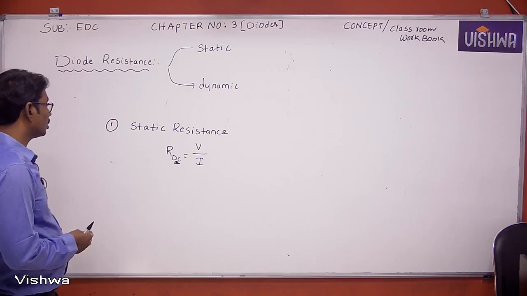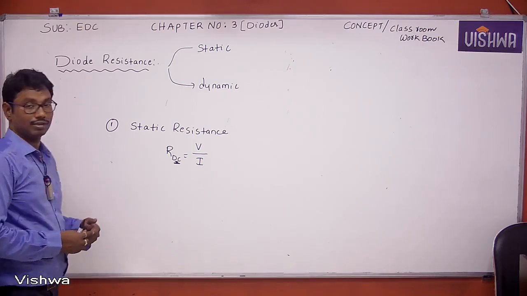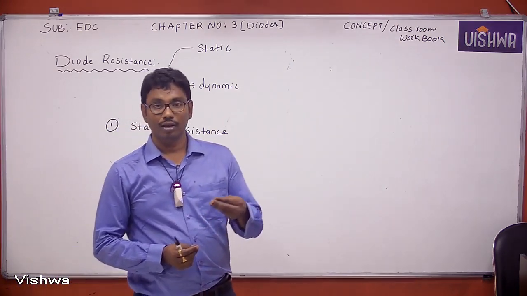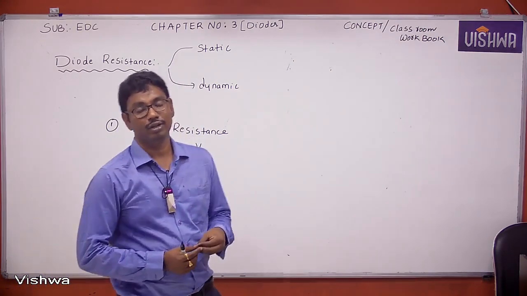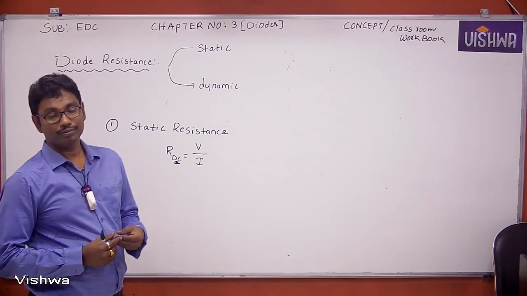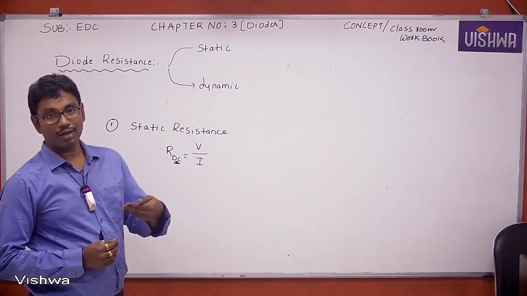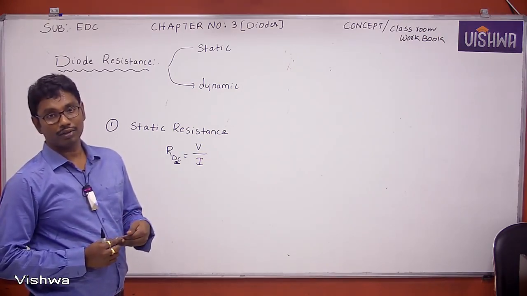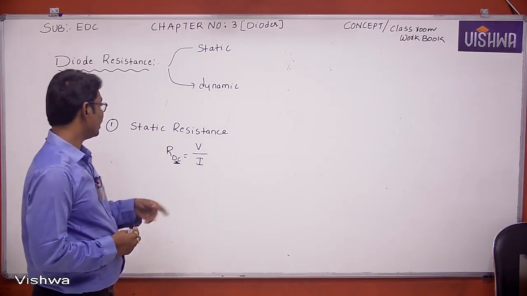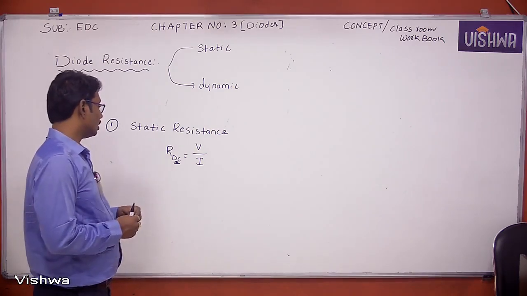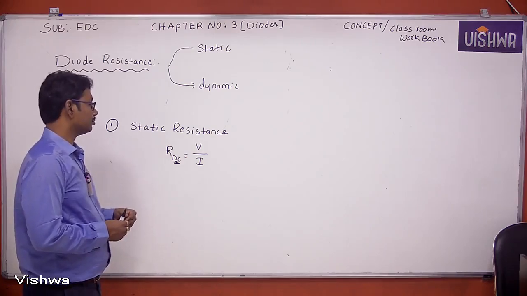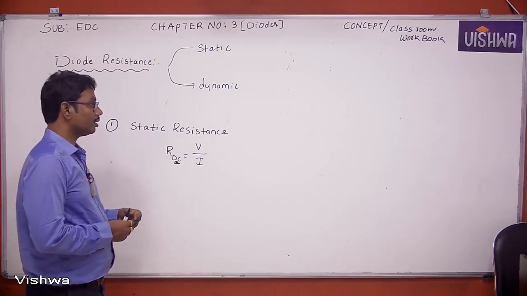Next heading, static resistance. It is the ratio of voltage across the diode to the current through the diode. That is, capital RDC is equal to V by I.